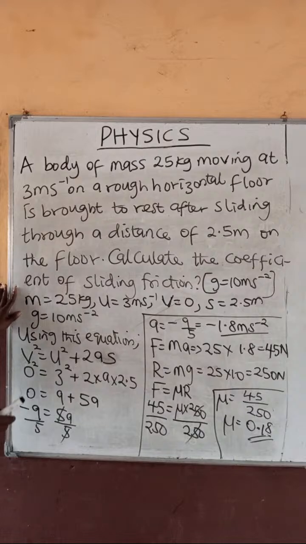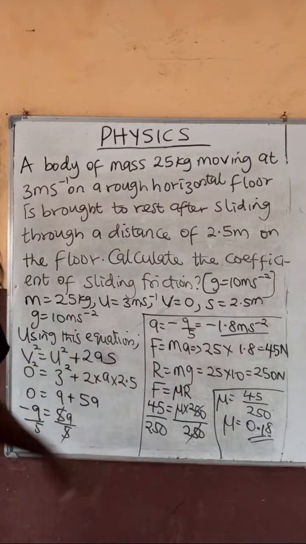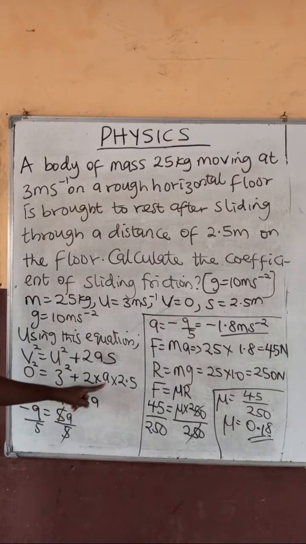After stating our parameters, we use this equation of motion: V squared equals U squared plus 2AS. V is final velocity, U is initial velocity, A is acceleration, and S is distance. From this equation, we are looking for acceleration. So we say my final velocity is 0. That is 0 squared equals 3 squared plus 2 times A times 2.5.